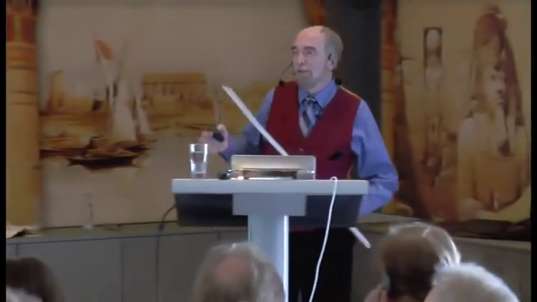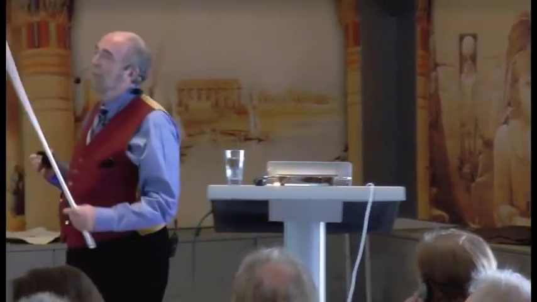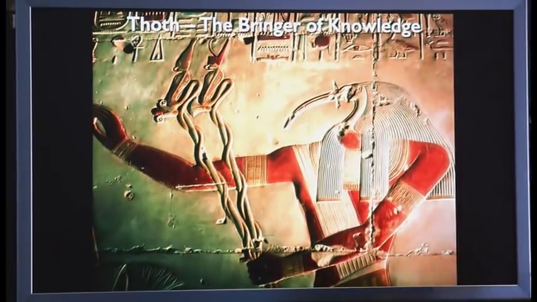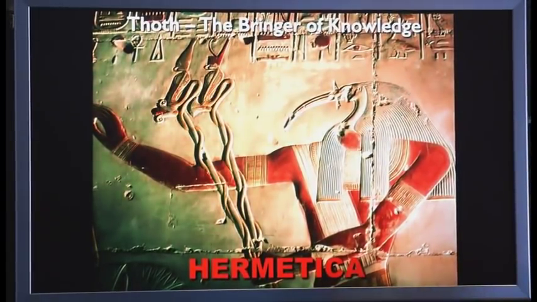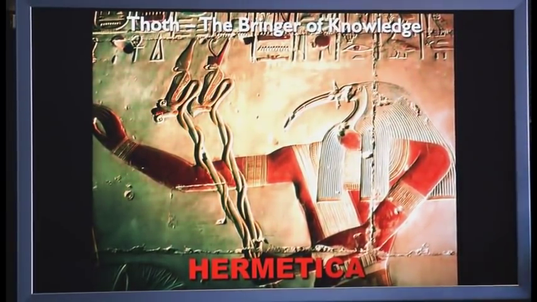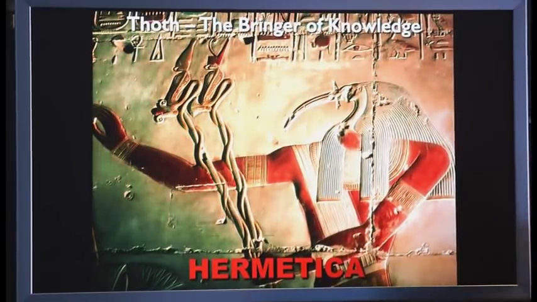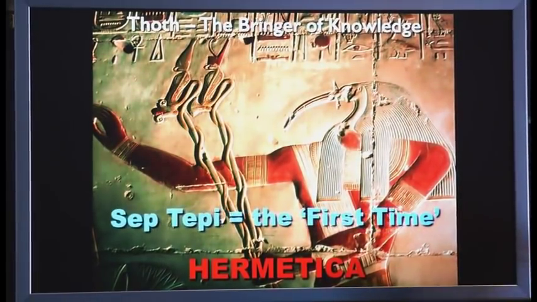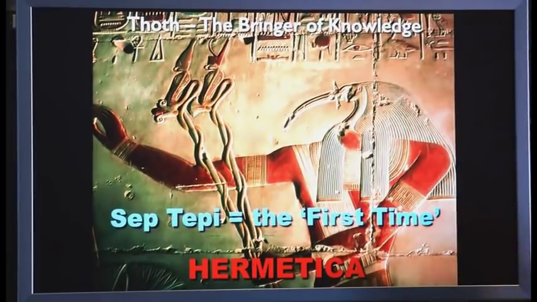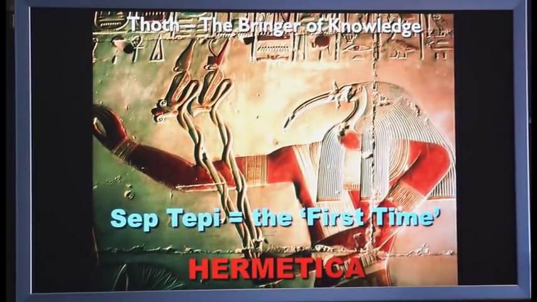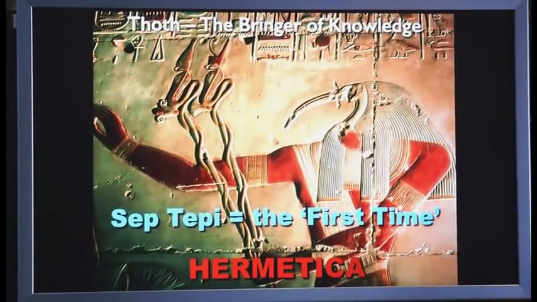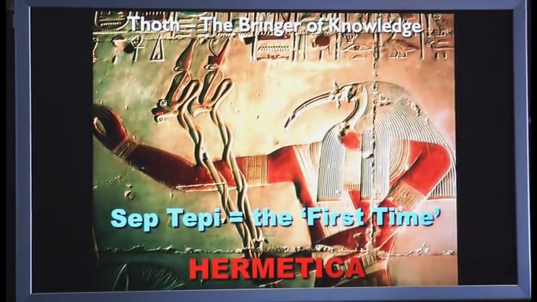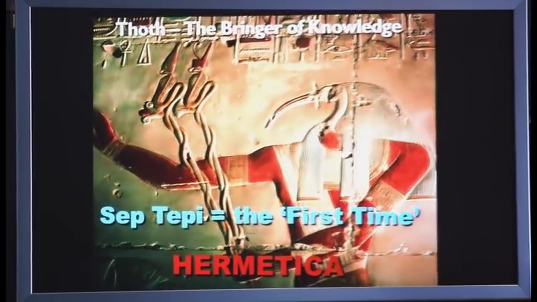So, one of the things that Robert's dealt with a lot is this idea of the Hermetica, the idea of the traditional stories about the bringing of knowledge by Thoth, the god Thoth, to Egypt. And that is really something involved in what we call the Septepi, the first time, or the primeval age of Egyptian history, where the gods are born, where the gods rule, and then we evolve into the dynastic period.